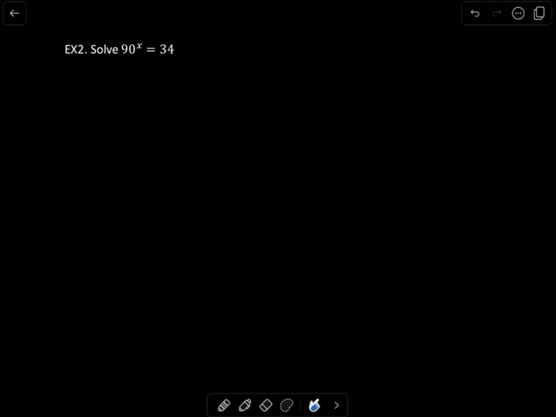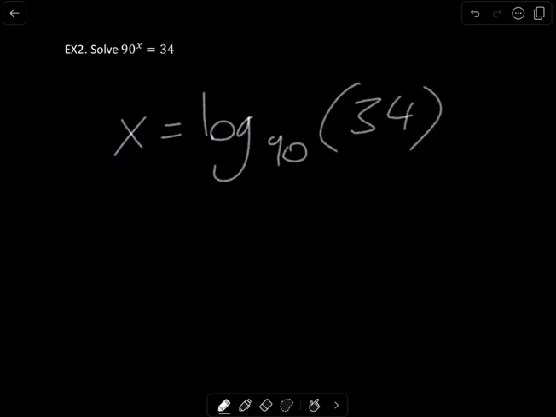Okay, let's go for exercise 2. So again, solve for x. Let's take this exponential equation and write it in logarithmic form. The exponent is always equal to the log. So the exponent is x, and that's equal to the log. What's the base? 90. So let's put 90 in the basement. And then the number that remains is 34. So x is equal to the log of 34 to the base 90.